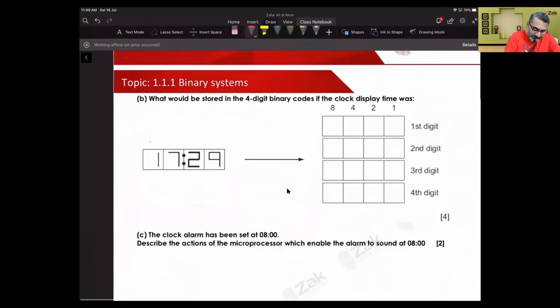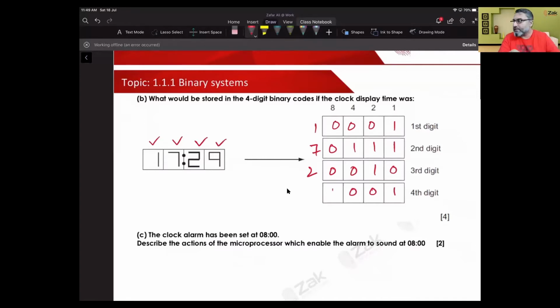this is 1. So this is 1, 2, 4, 8. This is 1. This is 7. So 4 plus 2, 6 plus 1, 7. So this is 7. This is 2. So 1, 2, 4, 8. So this is 2. This is 9. So this is 1, 2, 4, 8. This is 9. 8 plus 1, 9. This is 1729. All right. So 1, 7, 2, 9.